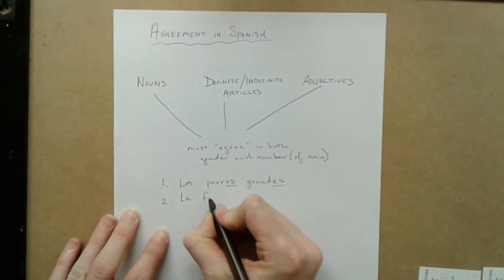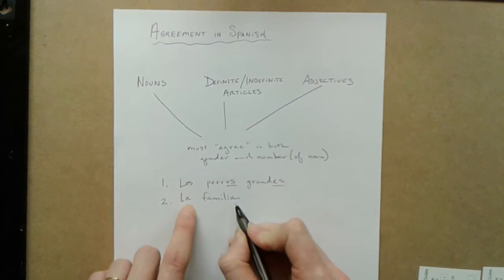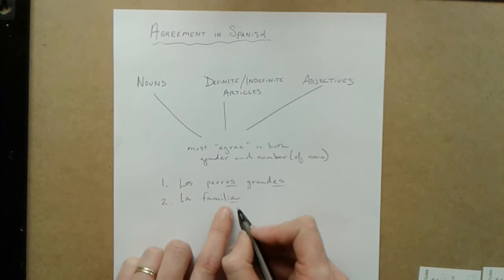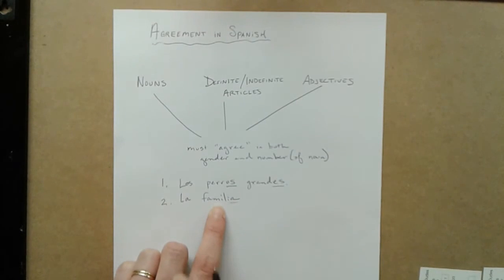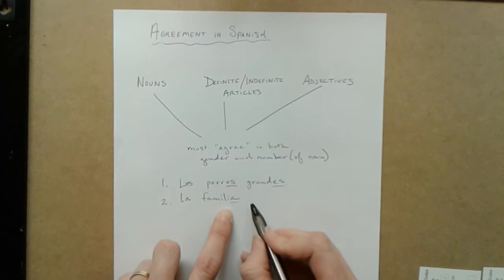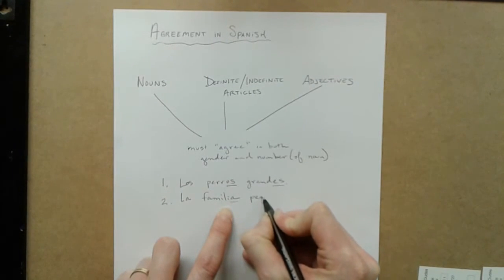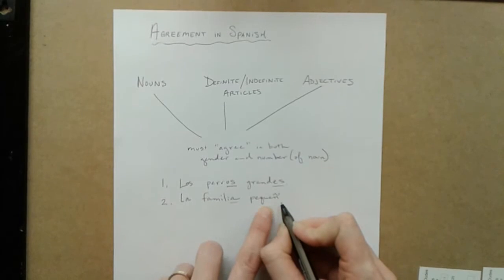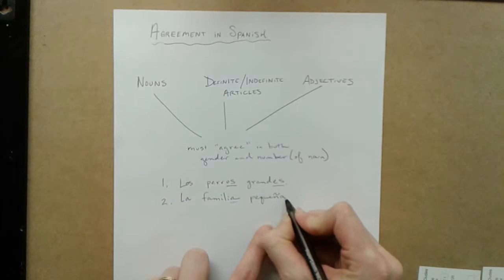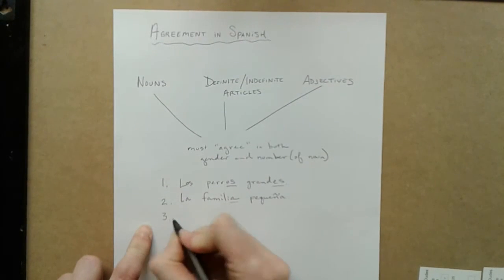Familia is our noun. So familia, it's feminine, so we have the A there. It's also singular, even though you're talking about a group of people, the word familia by itself is just singular. So you have la familia. Now we need a word to describe the family. Let's go with small, so we'll have a different one. Pequeño. Now we need to think about the ending. It is feminine and singular, so pequeña. La familia pequeña.